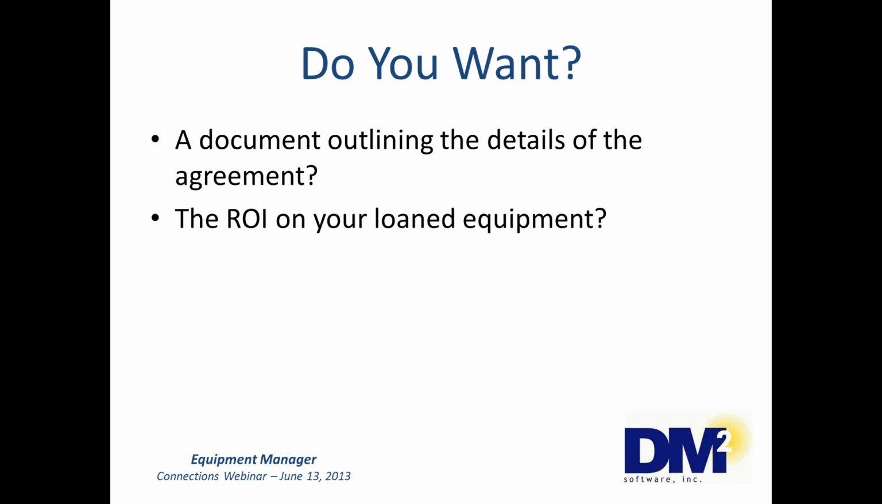Do you want the ROI on your loaned equipment? Equipment Manager has a performance report that tells you by period the quantity purchased, the sales dollars, the gross profit dollars, the gross profit percentage, the expected monthly purchase based on the number of gallons you put in for the life of the agreement, and the variance between those expected gallons and the actual gallons. When setting up the agreement, you can record the purchase cost. With the purchase cost of the equipment and the gross profit dollars on the equipment, you can determine your ROI.